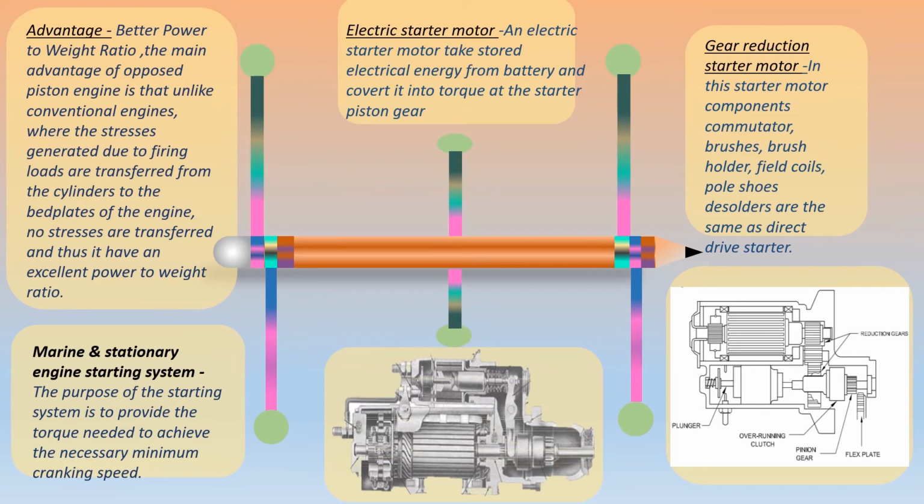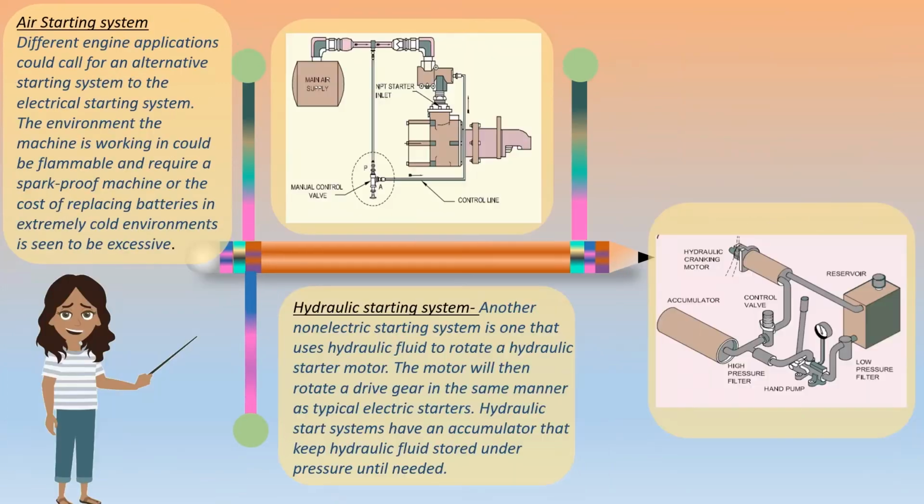In this starter motor, the components commutator, brushes, brush holder, field coils, pole shoes, and solder are the same as in the direct drive starter. Air starting system. Different engine applications could call for an alternative starting system to the electrical starting system. The environment the machine is working in could be flammable and require a spark proof machine, or the cost of replacing batteries in extremely cold environments is seen to be excessive.